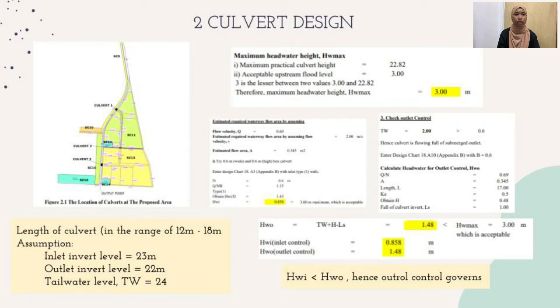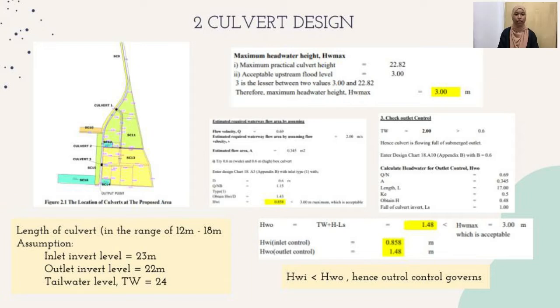So in this chapter, culvert design has been proposed into 3 sections in the zone. As shown in the figure, there are 3 culvert designs. The length of culvert is in the range of 12 meter to 18 meter. There are also other assumptions that have been made, where the inlet invert level is equal to 23 meter, the outlet invert level is equal to 22 meter, and the tail water level, TW, is equal to 24.